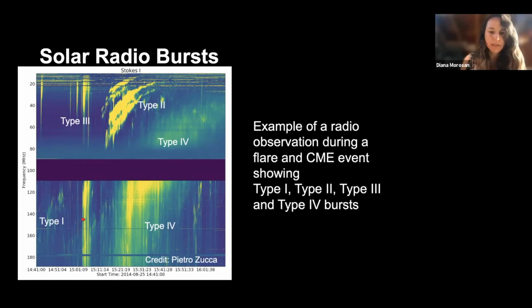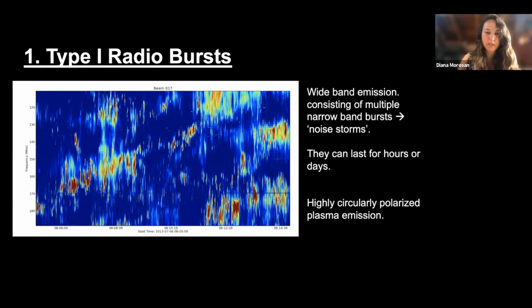Okay, and yeah, since we're talking about type 1s, let's move on to a little bit more details about type 1s. And the same example as before, they're just wide frequency band emissions. They can last for hours or days, or during the entire rotation of the active region across the disk. You can see the type 1 following it. And it's composed of these multiple fine structures that I mentioned before.